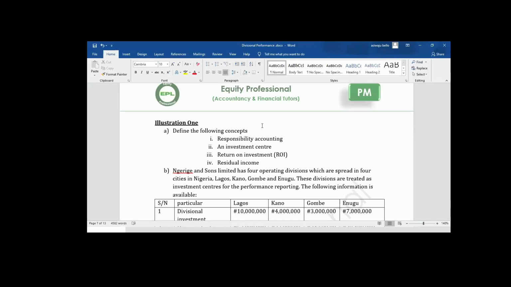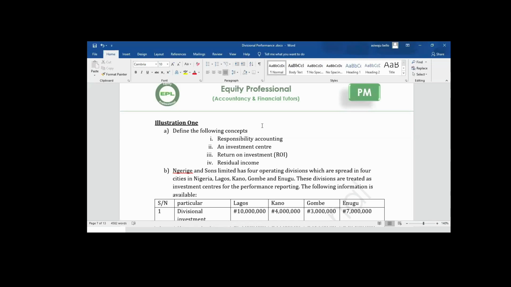Requirement A says, define the following concepts. This was the question for November last diet. Please define for us responsibility accounting. Any volunteer? I think responsibility accounting is like when a manager is given a responsibility to do a particular aspect of the budget or something like that. So they are made accountable for the area that they've been given responsibility for. I don't know if I'm even saying the right thing. All right, any addition?